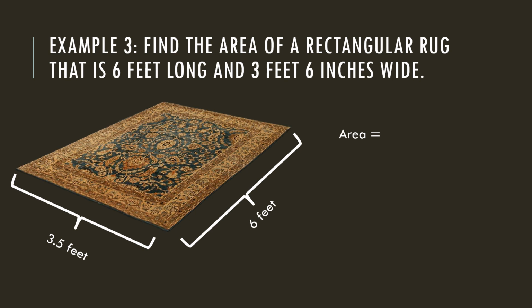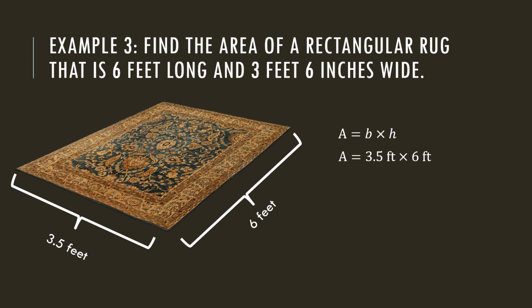Now, just like I said before with perimeter, since we don't want to have to write out area every single time, we're lazy, we're just going to use the capital letter A to represent the area. So the area of a rectangle is base times height. The base here is 3.5 feet, and the height of the rug is 6 feet. So 3.5 feet times 6 feet.